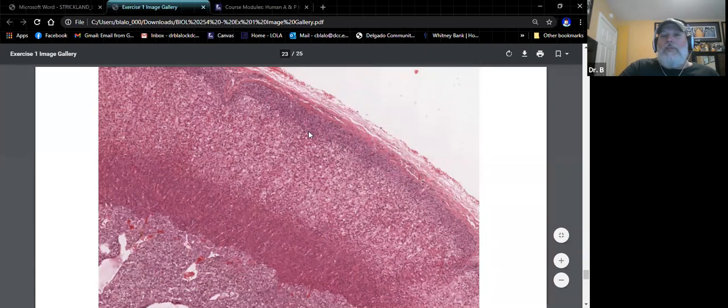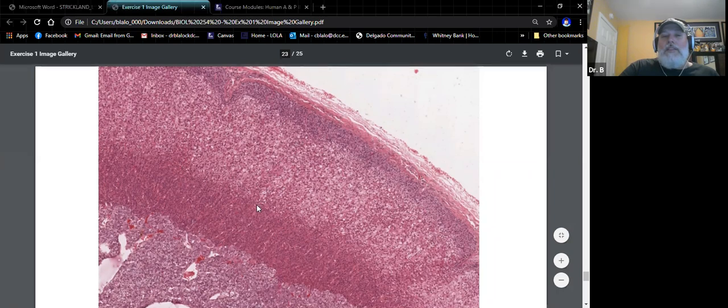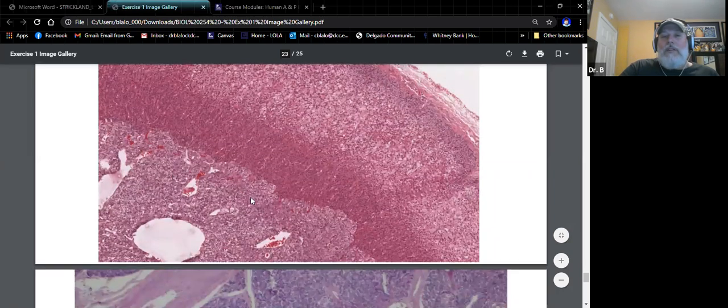Then we have our zona fasciculata, which is going to run from right here to right here. This is the thickest part. That's where we're going to produce cortisol. Then we have our zona reticularis, right here to right here, and that's going to be where we produce DHEA. And then the deepest part right here is our medulla. That's where we're going to produce norepinephrine and epinephrine.